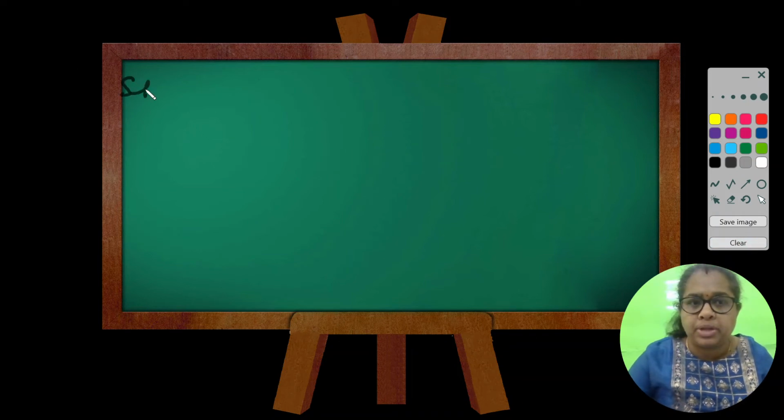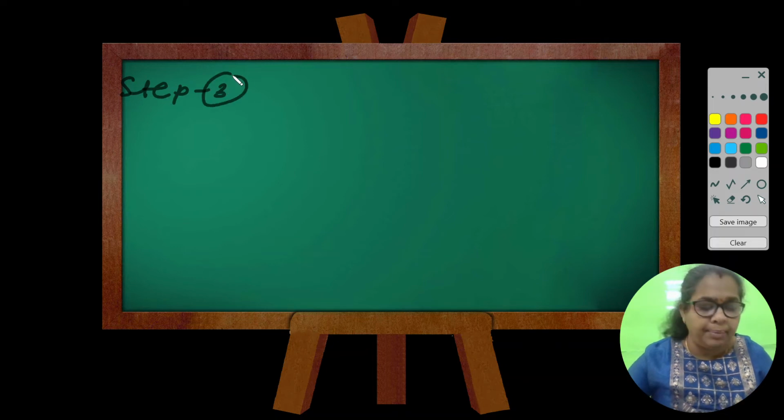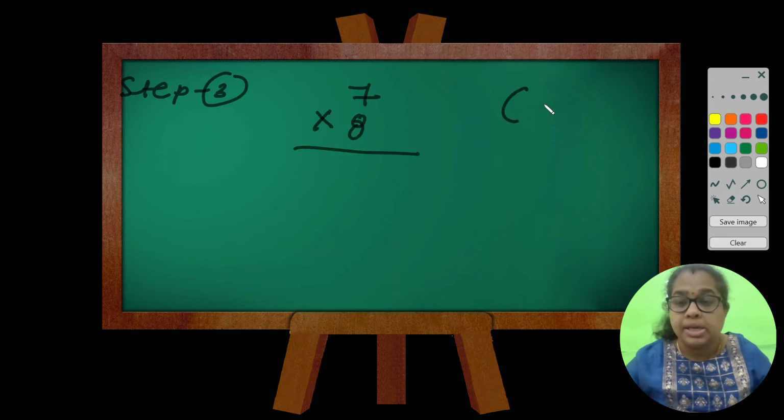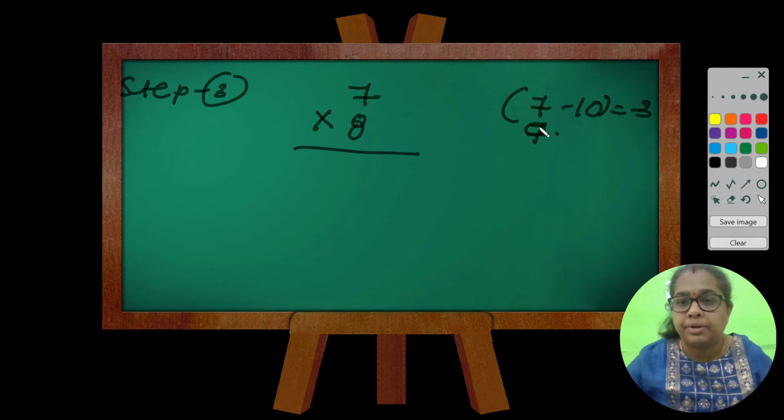Now we move to step number 3. In step number 3, we have to subtract each of them from 10. There are two numbers, 7 and 8, whose product we are going to find. We subtract each number from 10. So 7 minus 10 will be equal to minus 3, and in a similar way, 8 minus 10 will be equal to minus 2. This side I am doing the rough work for your understanding.